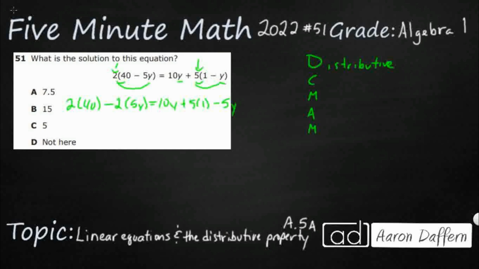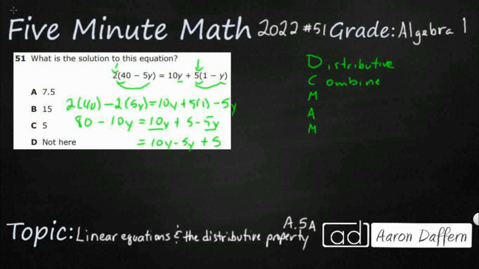Now let's simplify here. 2 times 40 is 80. Minus 2 times 5y, that's minus 10y, equals 10y plus 5 times 1 is 5, minus 5y. Okay. Next is we need to combine any like terms that happen to already be on the same side of the equal sign. We actually only have it right here. We've got a 10y and a minus 5y. So really we can rewrite this as 10y minus 5y plus 5.